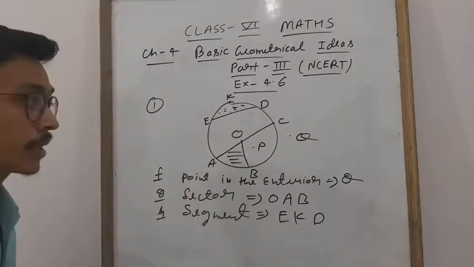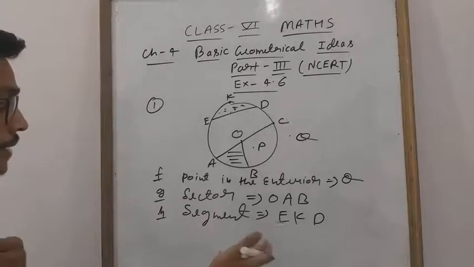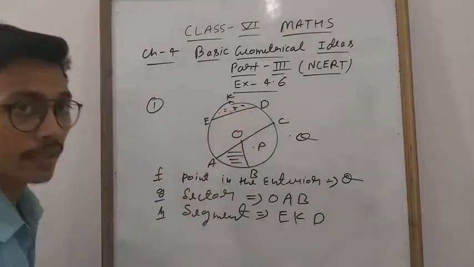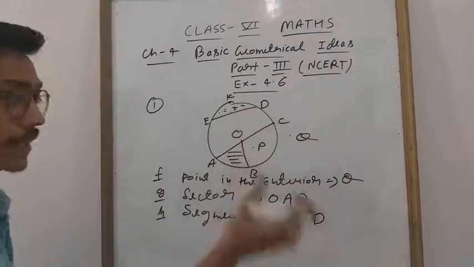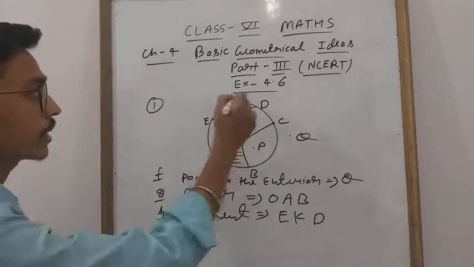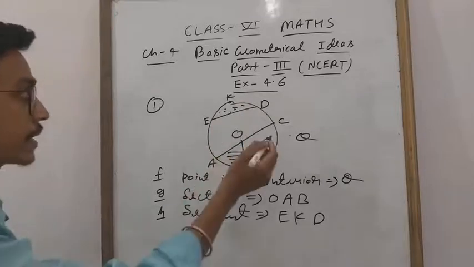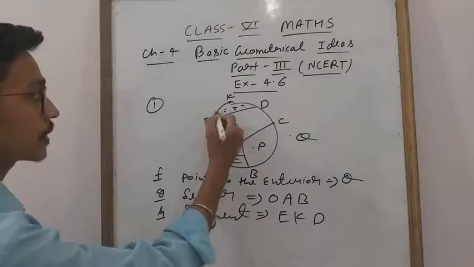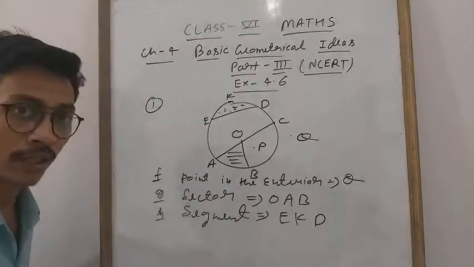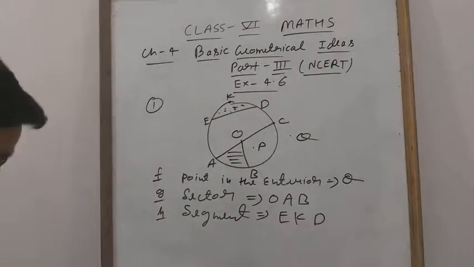Semicircle also I will explain. Clear? Sector, segment. Why I have given this name K? Because if you write down ED, ED is also a chord. So I only gave the name for indication. EKD is also a segment. Clear everyone? Or this part is your chord. So this is about all the questions of this.